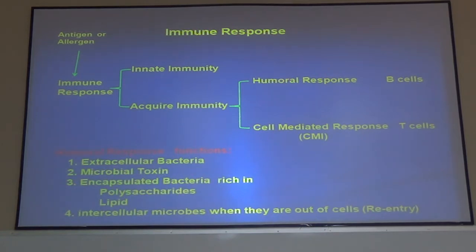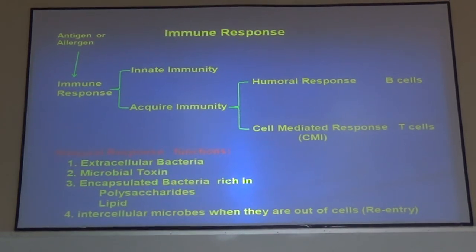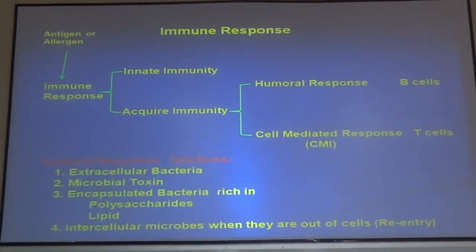So in the T-cell immune response, the cell-mediated immune response, you were told that only protein antigen is important, because the T-cell can only recognize protein antigen in the form of peptide. So they cannot recognize any other antigen. So protein antigen is very important for cell-mediated immunity.